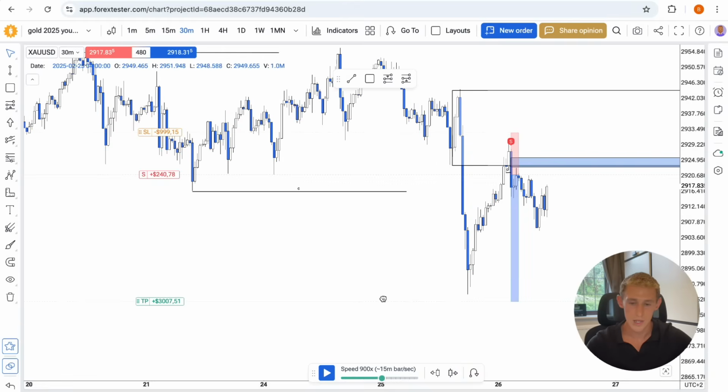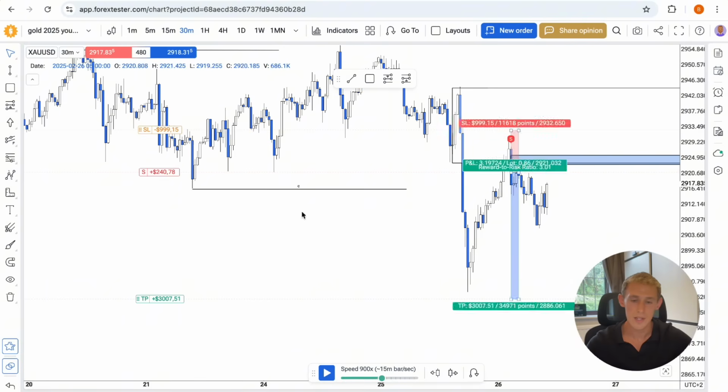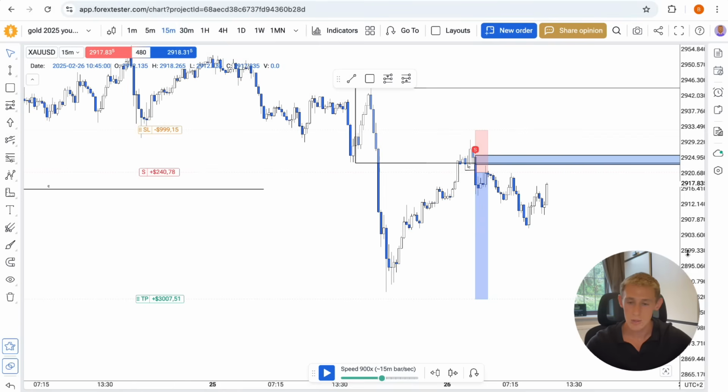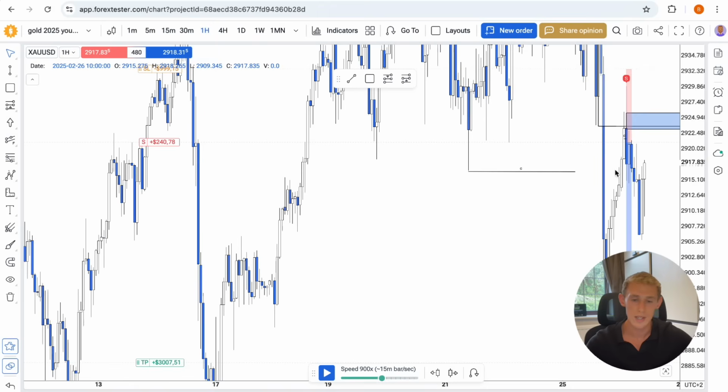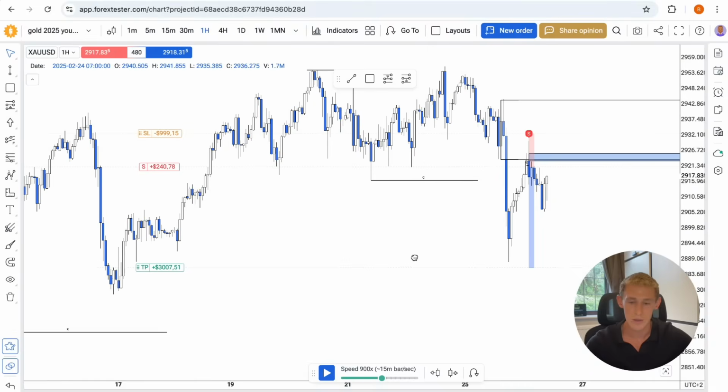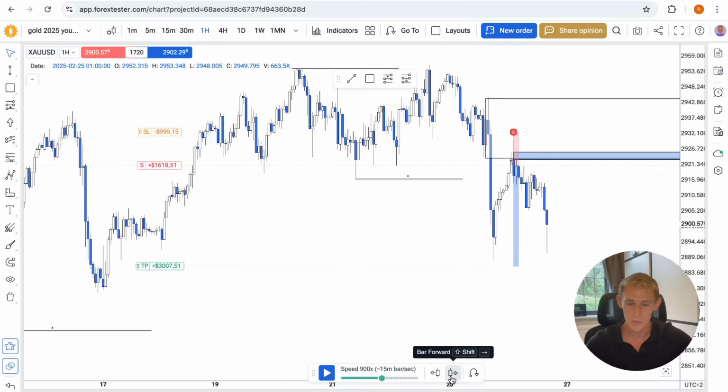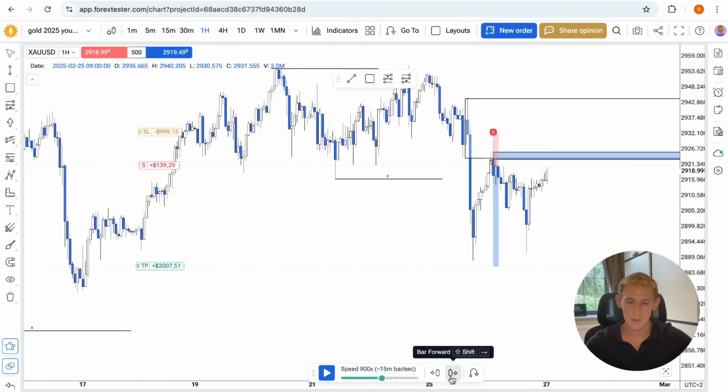Cool. So price is going lower. Obviously, at this point, if you weren't in this initial trade, this is where we can utilize lower time frames and look for another entry within this new range that has formed. But because we're already in this initial trade, I'm not going to be entering any other positions. So let's just let this one play out. It's looking good so far.